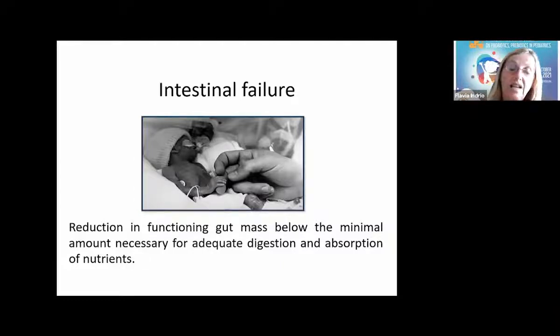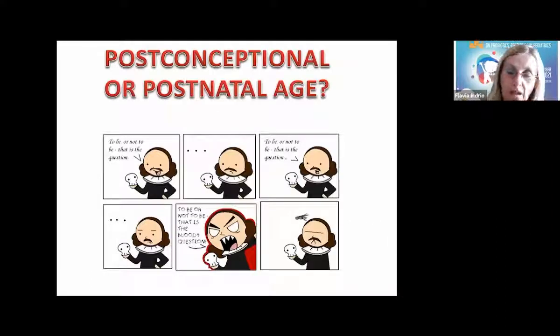So we can have the preterm, definitely the extreme premature baby, we can define them as children affected by intestinal failure. Because this gut mass is reducing in functioning below the minimum amount necessary. So we do need to have some intervention just to promote this maturation and to make this maturation go in the right direction. So what can we do?